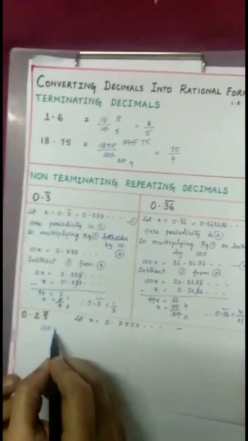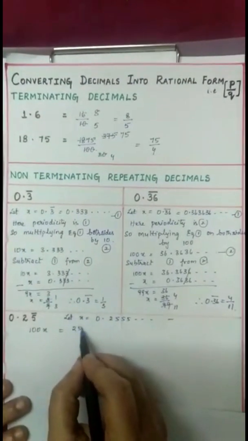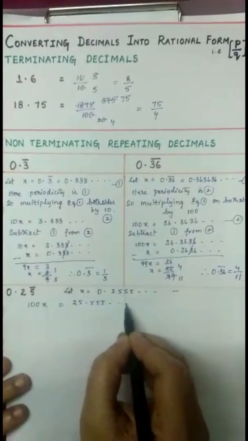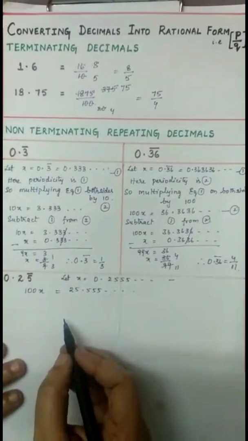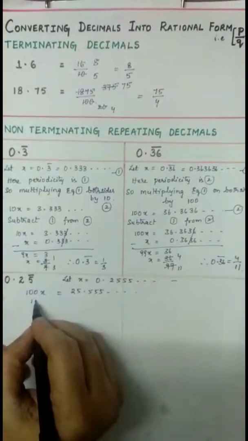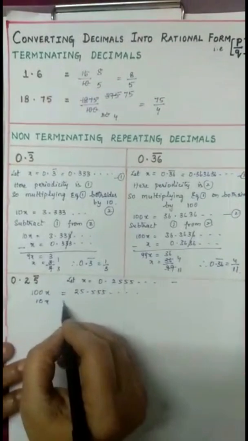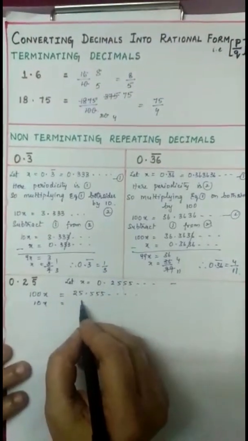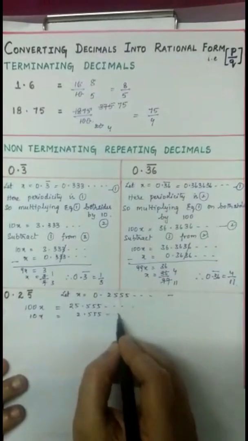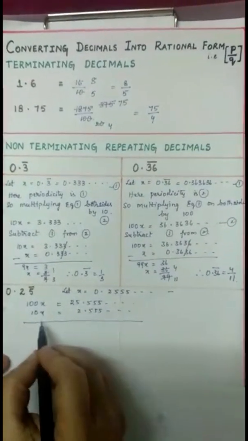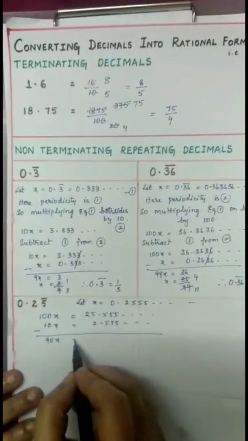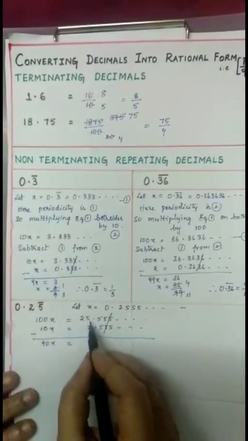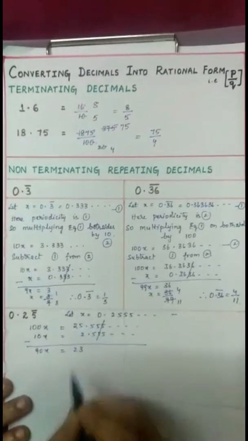Now first we multiply both sides by 100, because non-recurring and recurring parts together take two places. So we move the decimal two places and get 100x is equal to 25.555 and so on. As we have one recurring place, we multiply both sides by 10. Then we get 10x is equal to 2.555 and so on, as the decimal moves one place. Now let us subtract here. 100x minus 10x is 90x, and the recurring parts are cancelled. 25 minus 2 is 23.